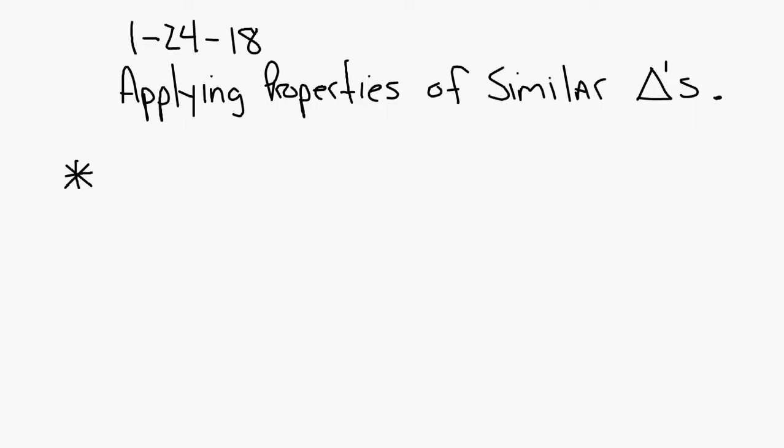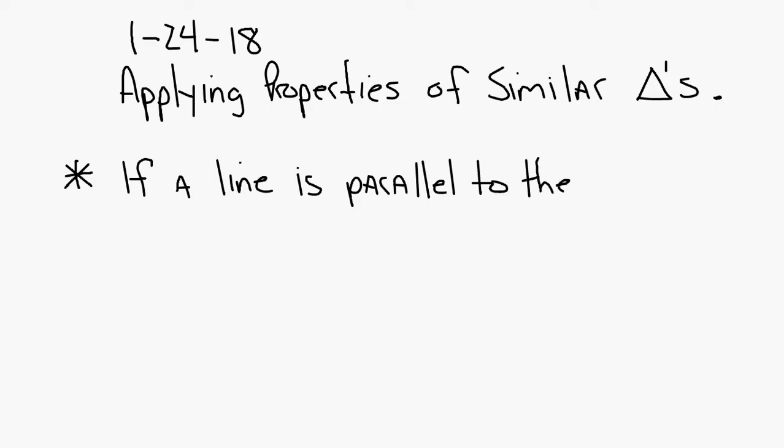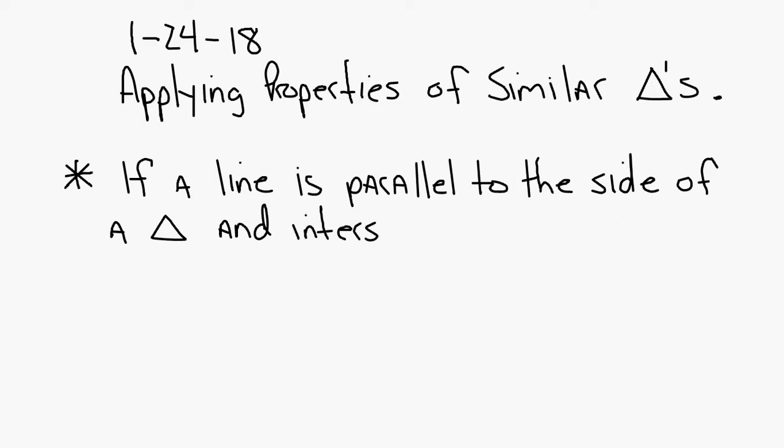says that if a line is parallel to the side of a triangle, and intersects two sides, then it divides those sides proportionally.